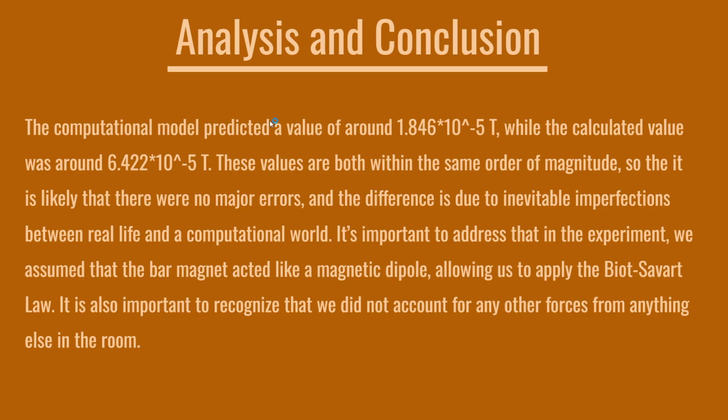So the computational model predicted a value of around 1.846 e negative 5 Tesla, while the calculated value was around 6.422 e negative 5. So they're both in the same order of magnitude, so I'd say it's pretty successful. The difference is probably due to inevitable imperfections between real life and computations. It's important to address in the experiment also that we assume the bar magnet acted like a magnetic dipole, allowing us to use the Biot-Savart law. It's also important to recognize that we did not account for other forces, which in reality there would be. So that causes some of that difference.